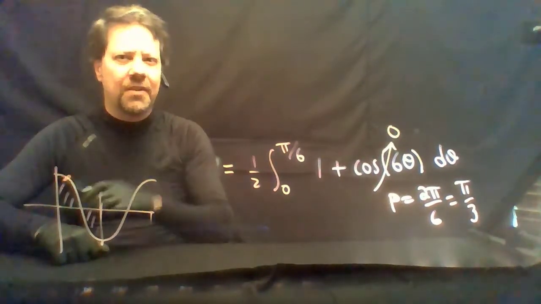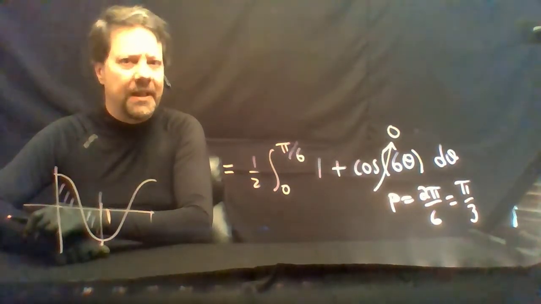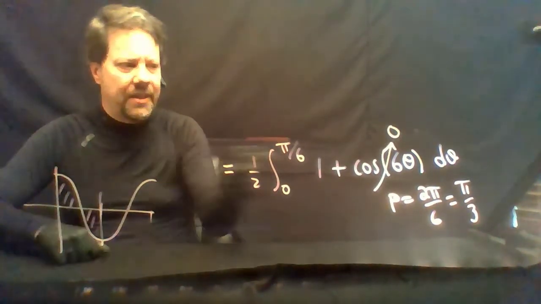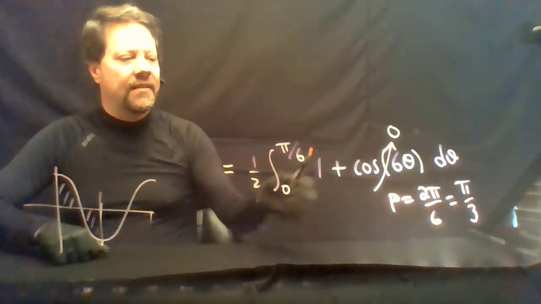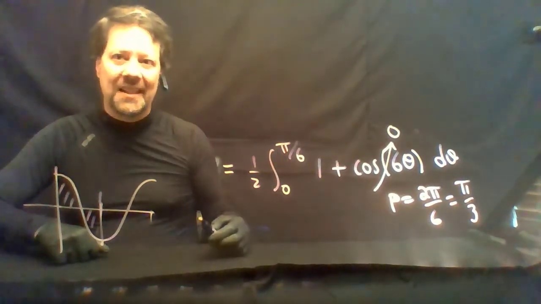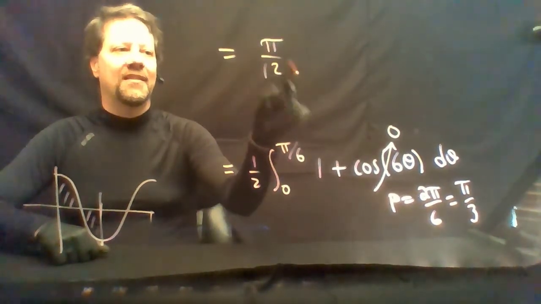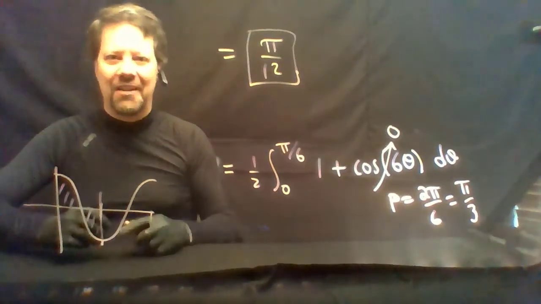This is an efficient way of calculating integrals. This is something I want you to be expert at. You need to know how to do this. What's left over is the constant 1/2 times the length of the interval, pi over 6. The answer is pi over 12.